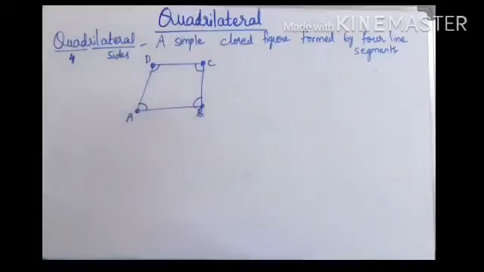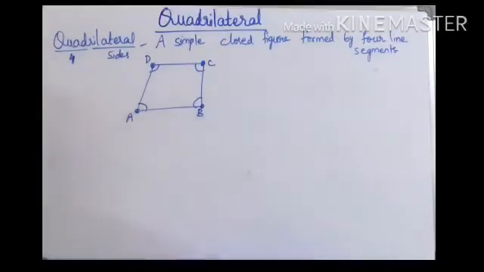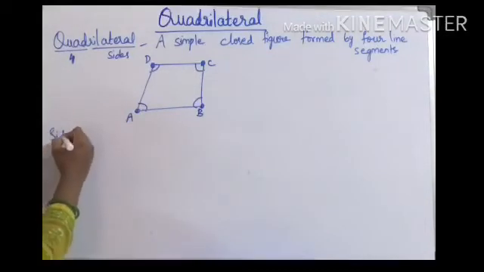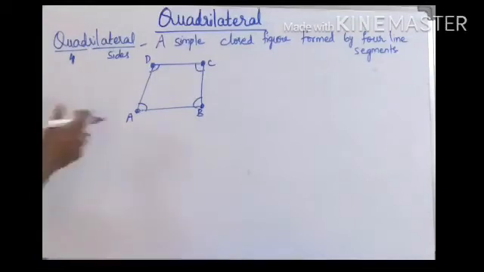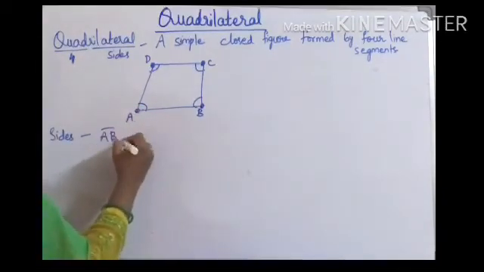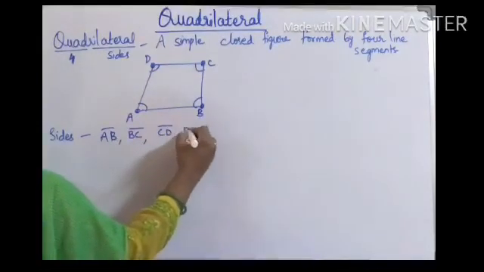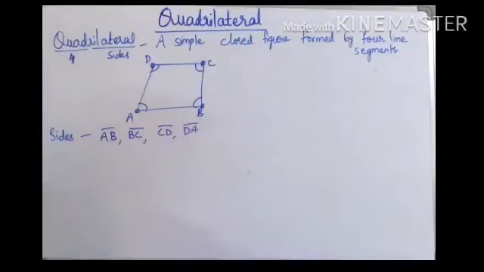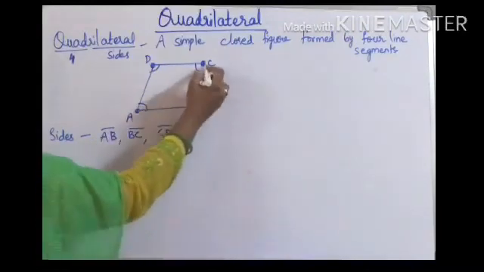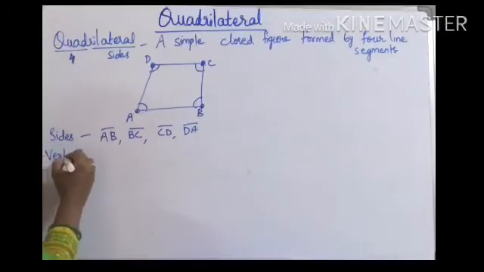Okay. Now I am going to write all the parts of the quadrilateral here. The first one is sides. Sides are nothing but line segments, right? So here you have four sides, that is AB, BC, CD, DA. These are the four sides: AB, BC, CD, DA. Next, vertices.